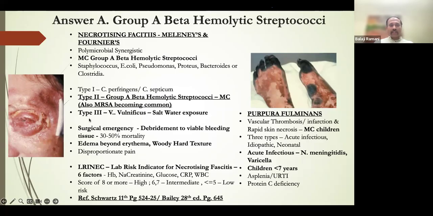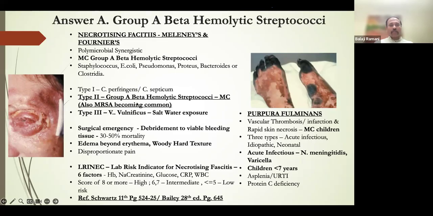Now, there is another classification given in Schwartz with regard to three types of necrotizing fasciitis. Type 1 is by Clostridia. Type 2 is the most common type, the group A beta hemolytic streptococci, and MRSA is also becoming common, is what they have mentioned. Type 3 is specifically with exposure to salt water and seawater. That is Vibrio vulnificus.